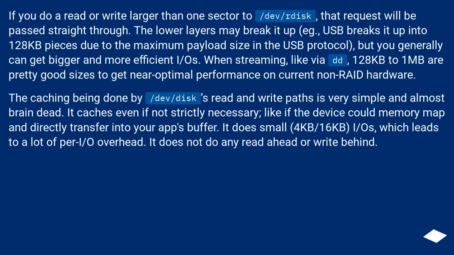current non-RAID hardware. The caching being done by /dev/disk's read and write paths is very simple and almost brain dead. It caches even if not strictly necessary, like if the device could memory map and directly transfer into your app's buffer. It does small, 4 kilobyte/16 kilobyte, I/Os, which leads to a lot of per I/O overhead. It does not do any read ahead or write behind.